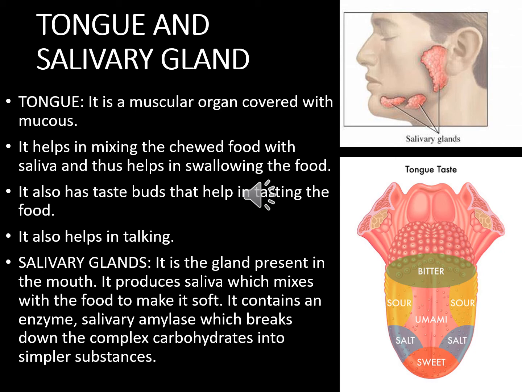Salivary glands. It is the gland present in the mouth. It produces saliva which mixes with the food to make it soft. It contains an enzyme, salivary amylase, which breaks down the complex carbohydrates into simpler forms. So you can see digestion starts from the mouth itself, as the enzyme salivary amylase starts acting on the food we take in through our mouth. Salivary amylase is an enzyme which helps to break down the complex carbohydrates into simpler forms.